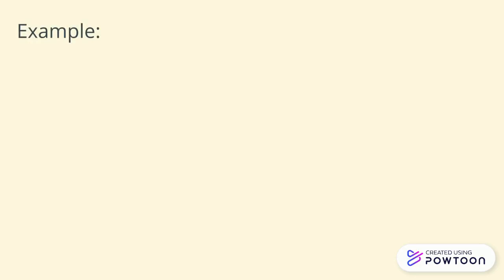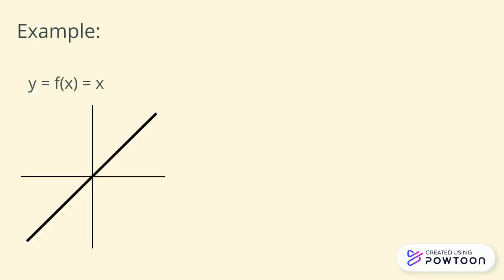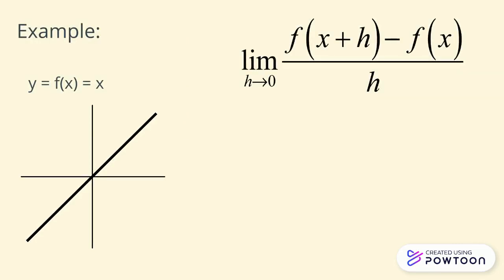We have f of x equals x, and that's just a line, as you can see. We're going to look at our definition of derivative. So we need to find f of x plus h and f of x. We're already given f of x. We know that it's equal to x, and then we just need to plug in x plus h into our function and get f of x plus h equals x plus h.